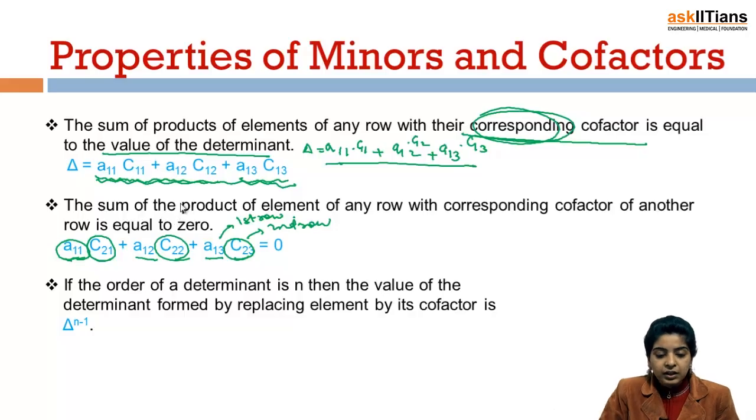Next we have: if the order of a determinant is n, then the value of the determinant formed by replacing each element by its cofactor is the determinant raised to the power n minus 1. If the order of a determinant is n, then the value of the determinant formed by replacing the elements by the cofactors would be determinant raised to the power n minus 1. So this was quite simple and you'll have to practice a good number of questions on it so as to be able to master it.